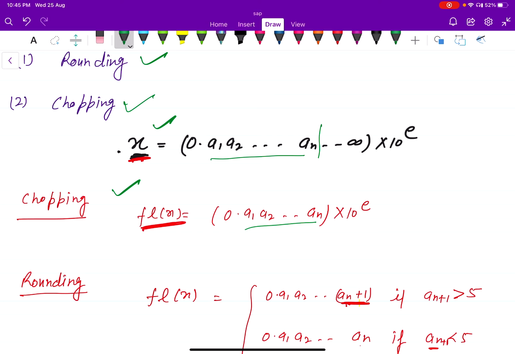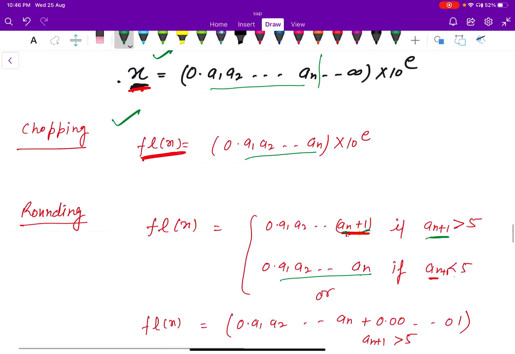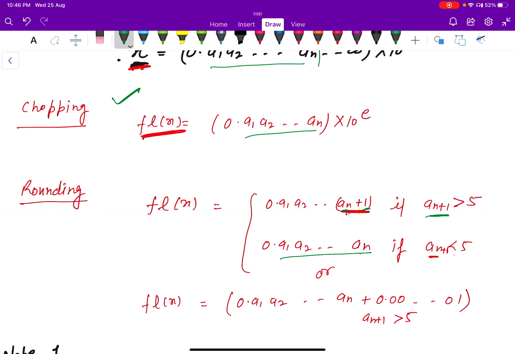So we will check what is the a n plus 1 term. If a n plus 1, or the next term, is greater than 5, then we will add 1 to the previous element, that is to an. If an plus 1 is less than 5, there will be no change. It is similar to the chopping case. Okay. So this is called rounding.